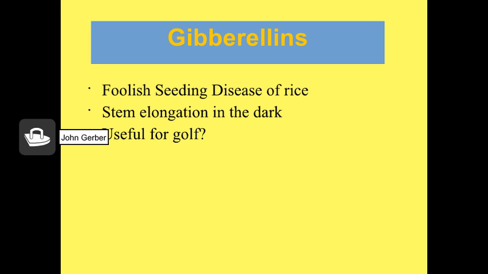Let's move on to gibberellins. Gibberellins stimulate both cell division and cell elongation, and therefore they can make plants grow really tall and spindly, sometimes too fast. We're going to talk here a little bit about the foolish seedling disease, which is how gibberellins were discovered.